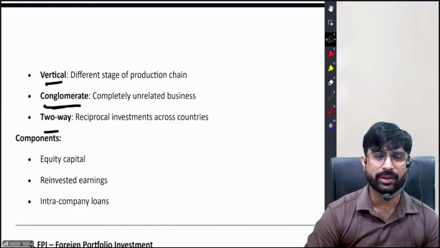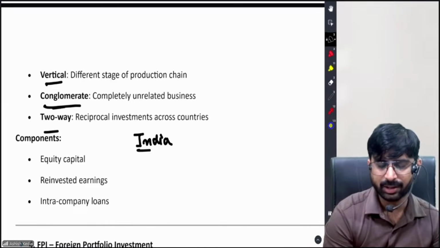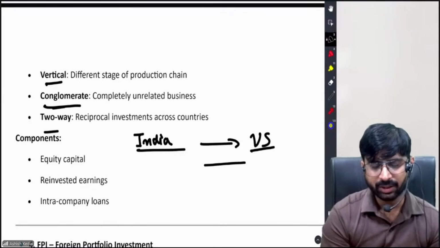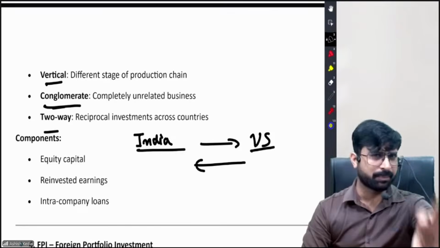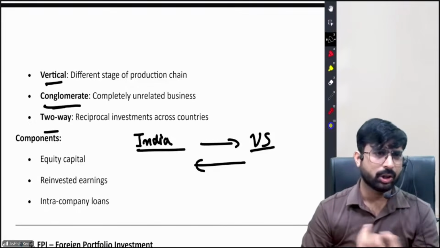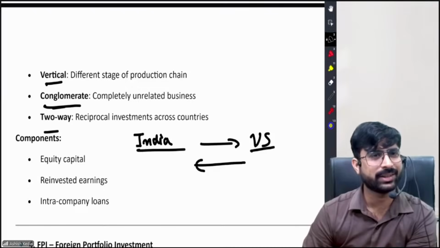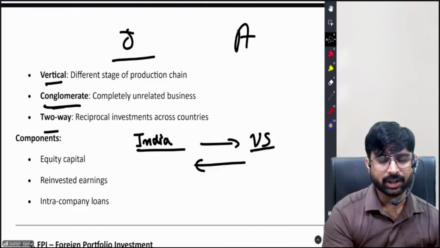What is this two-way FDI? Say India invests in US, US invests in India. So I will invest in some portion of your country, you invest in some portion of my country. That's two-way FDI. So say Japan and America strike an agreement.